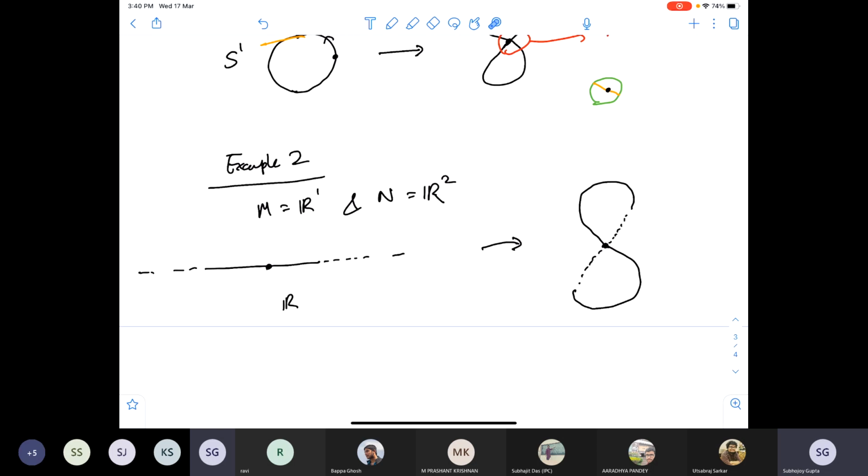So this is again not a submanifold. Let me just write it in red so that it's prominent. It's not a submanifold. The image is not a submanifold.